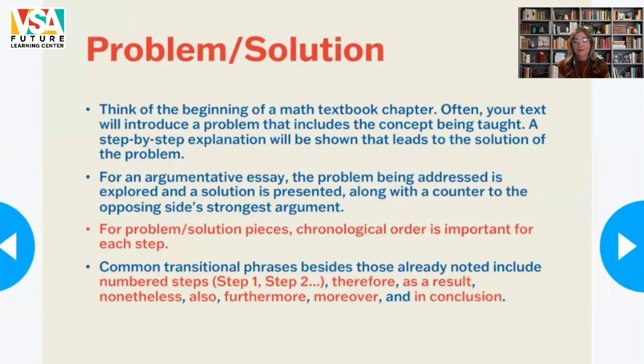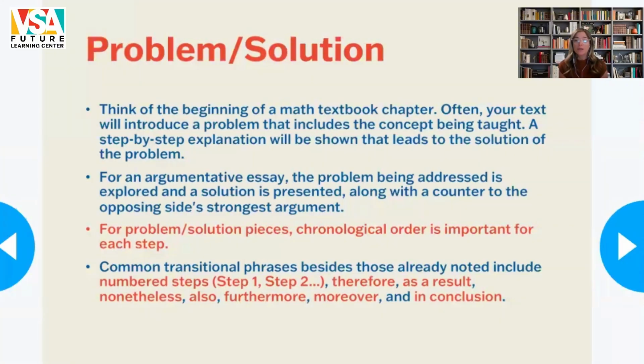Think of the beginning of a math textbook chapter. Often, your text will introduce a problem that includes the concept that is being taught. A step-by-step explanation will be shown that leads to the solution of the problem. For an argumentative essay, the problem being addressed is explored and then a solution is presented, along with a counter to the opposing side's strongest argument. Everyone's familiar with a counter argument, yes? Perfect. Great.